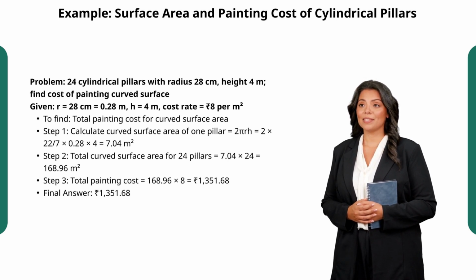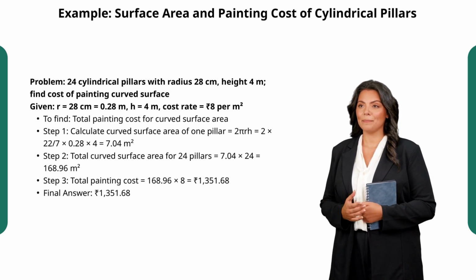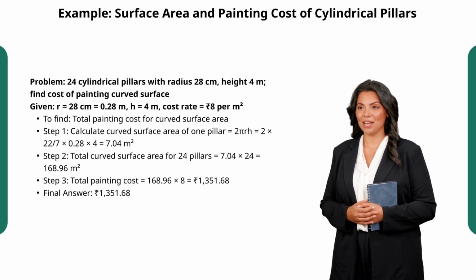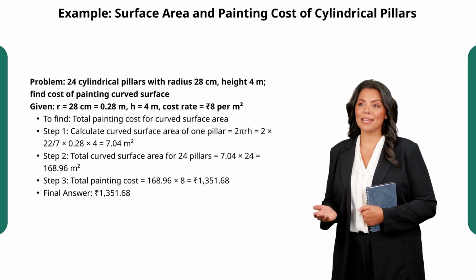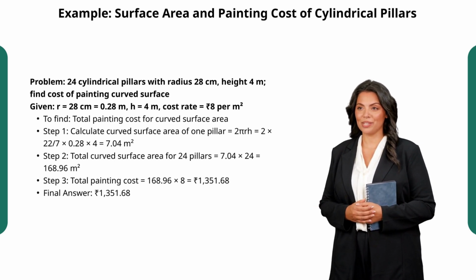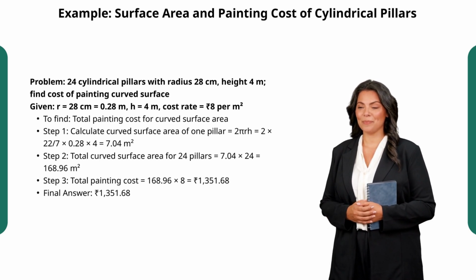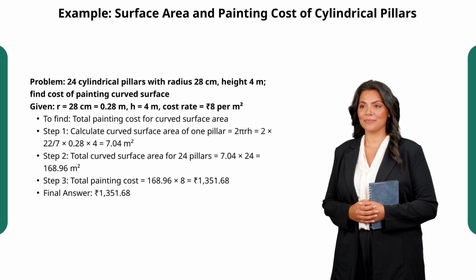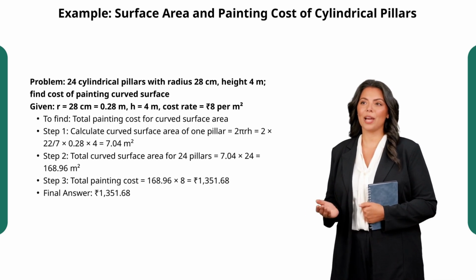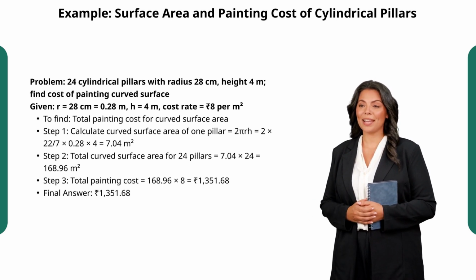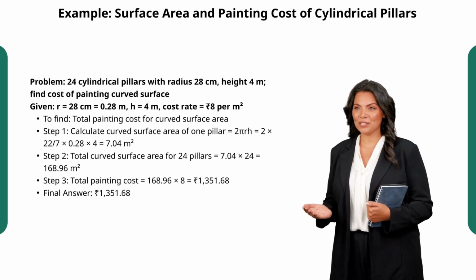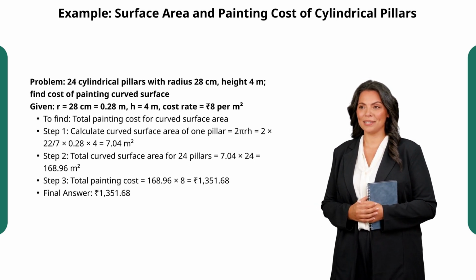For all 24 pillars, multiply 7.04 by 24. This gives 168.96 square meters. Now multiplying by the cost per square meter, 168.96 times 8 gives approximately 1,351 rupees and 68 paise. So, painting all pillars will cost you 1,351 rupees and 68 paise. This application connects geometry to real-life budgeting and planning. Can you see how surface area directly impacts cost?